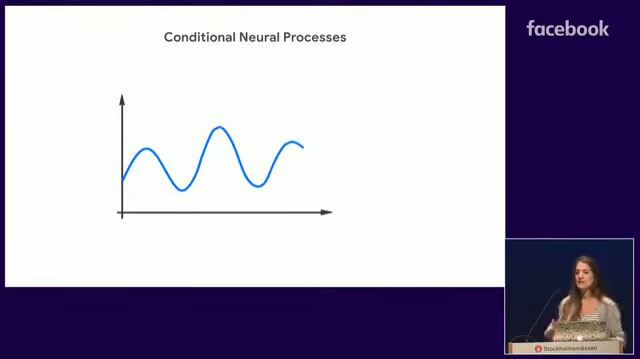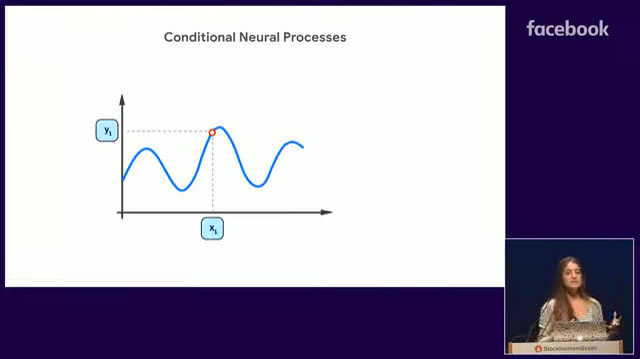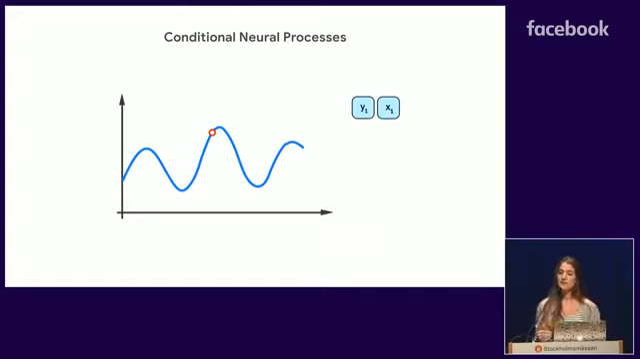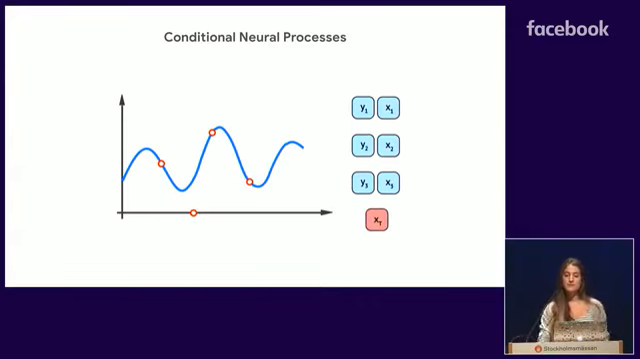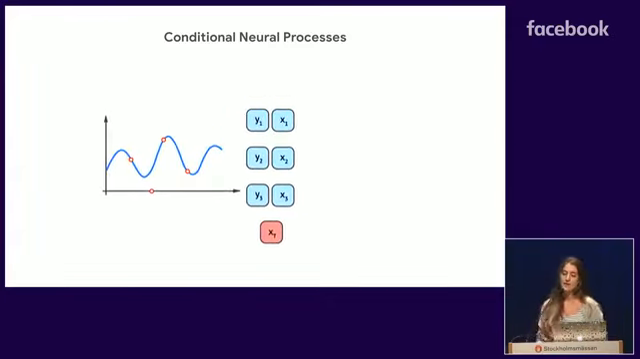So how does our model work? Imagine we have this underlying ground truth function. And now let's assume we don't know what this function looks like. All we're given is a few context points, as you can see. And in addition, we're given a target point x, which is where we want to predict our function's value, given the context points.